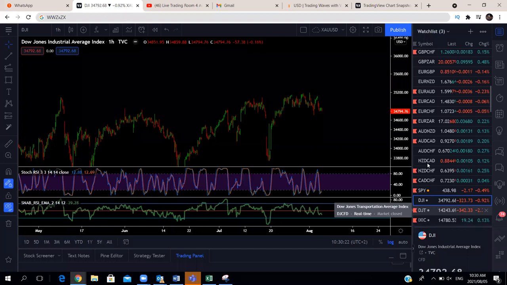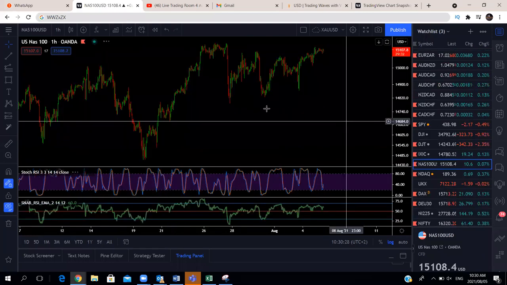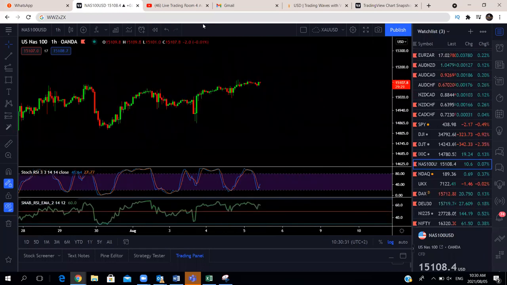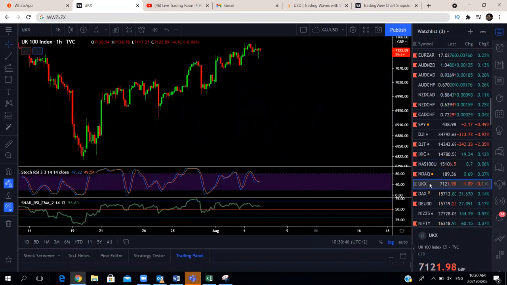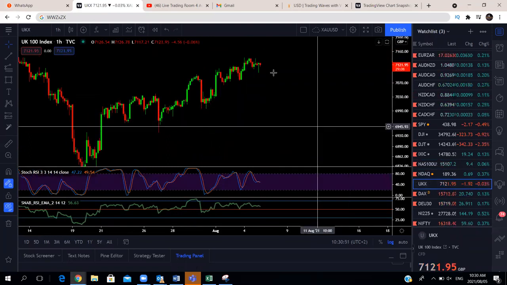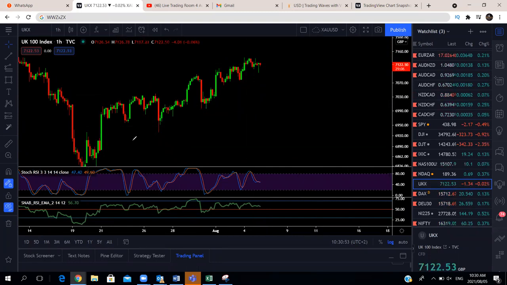Nasdaq showing strength here on the 1 hour. Trade setup: a candle close above the upper boundary of the flag. It's more upside on the Nasdaq. We're going to see more upside on the Nasdaq. UK 100. More upside. We still haven't got a decent corrective structure, but the RSI is well above 50 on the 1 hour, and this will push to the upside.